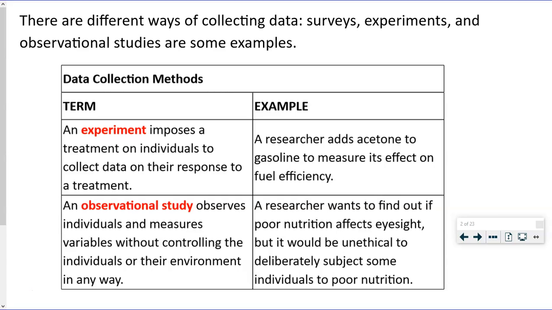So basically, an example of that is a researcher adds acetone to gasoline to measure its effects on fuel efficiency. And then an observational study observes individuals and measures variables without controlling the individuals or their environment in any way. A researcher wants to find out if poor nutrition affects eyesight, but it would obviously be unethical to deliberately subject some individuals to poor nutrition. So that's when we would do an observational study, when it could cause health risks.